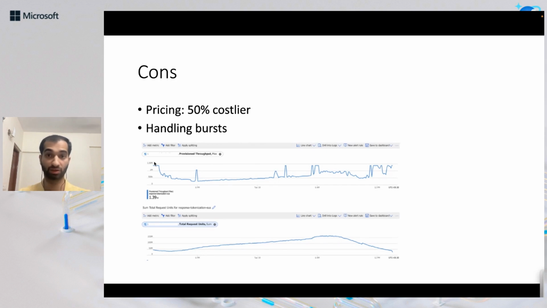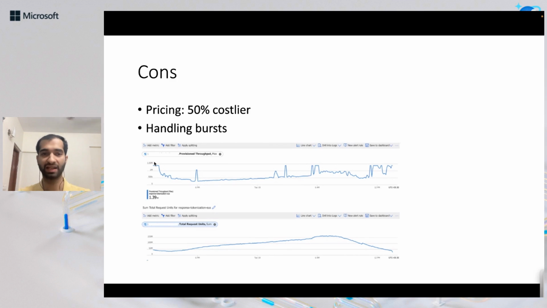However, there are also a few problems with it. First of all is the pricing itself. Just for using the Azure Autoscaler, if you're using it in a single region, then the price of the RU itself is 50% costlier. Let's say that you want to use, say, 300k RUs, and sometimes the traffic even goes up to 350k RUs, hypothetically.